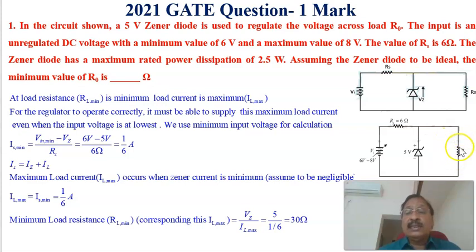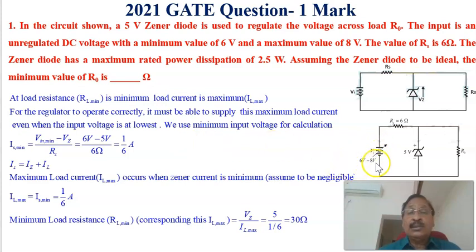That is, if you select the minimum resistance, the load current is maximum. For the regulator to operate correctly, it must be able to supply the maximum load current even when the input voltage is lowest. That is, when the input voltage is equal to 6 volts, it should be able to supply the maximum load current. And we use the minimum input voltage for this calculation. That is why we are selecting the minimum input voltage of 6 volts.